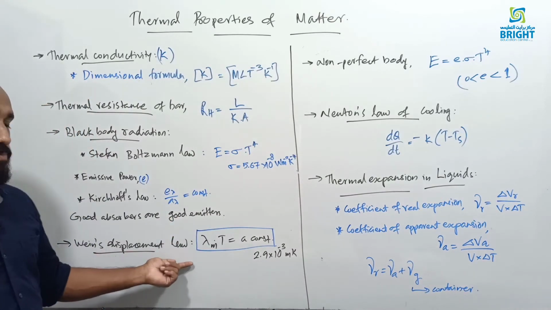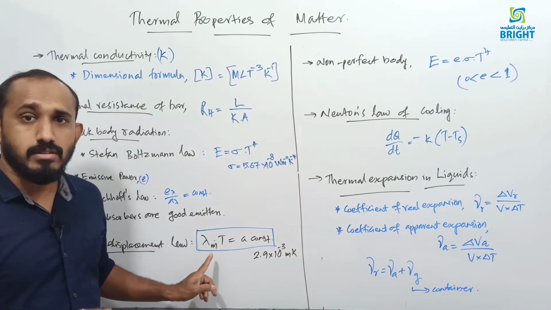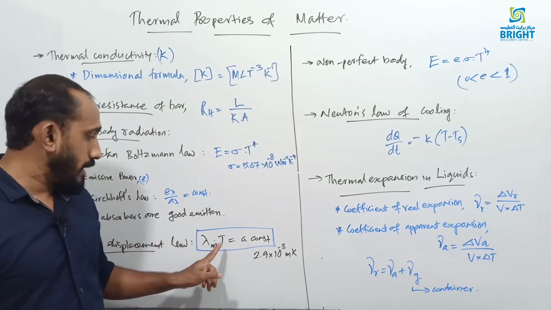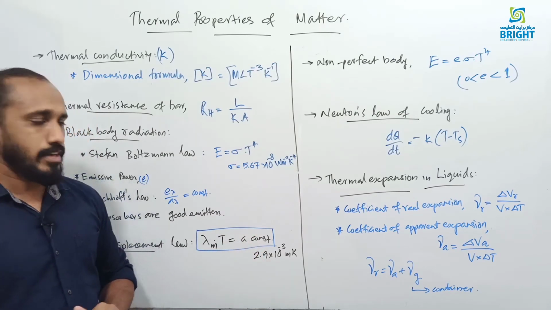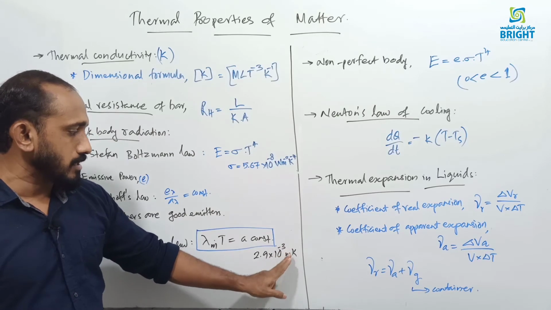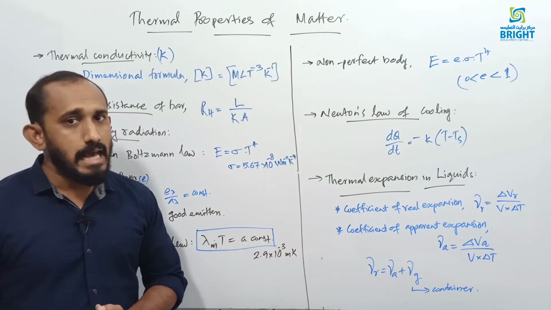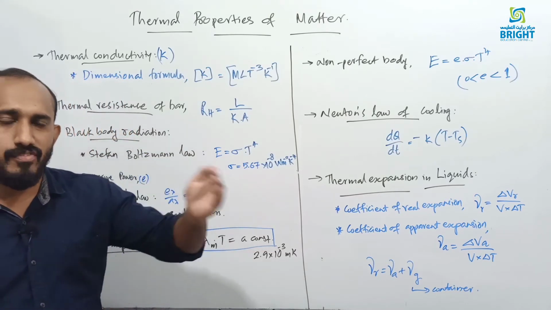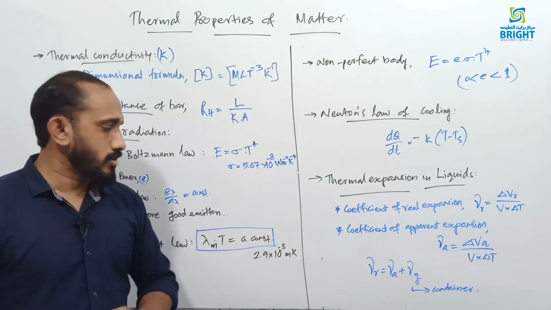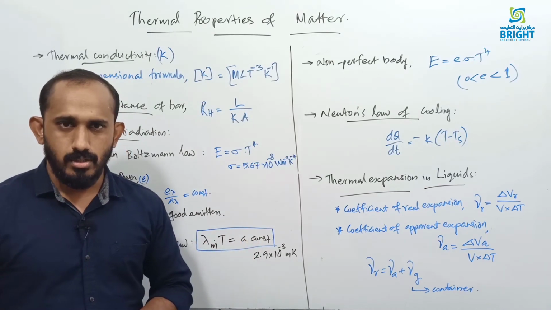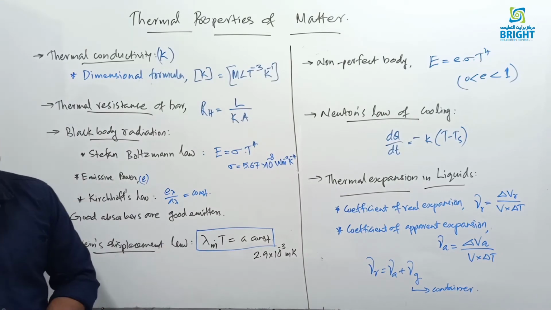Now, Wien's displacement law says that the product of the maximum wavelength of radiation which can come out and the temperature is always a constant. That we will call Wien's constant. Wien's constant is 2.9 into 10 raised to minus 3 meter Kelvin. So lambda m, the maximum wavelength which is emitted from a body, is inversely proportional to the absolute temperature T, or their product is always constant. We get that concept of radiation from Wien's displacement law also.